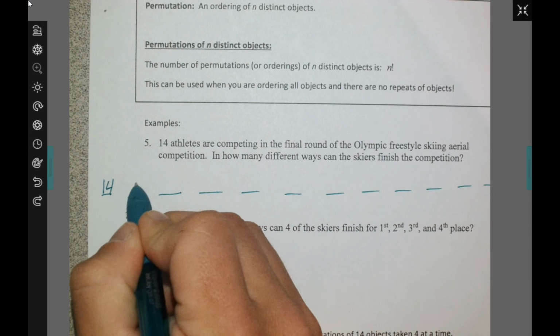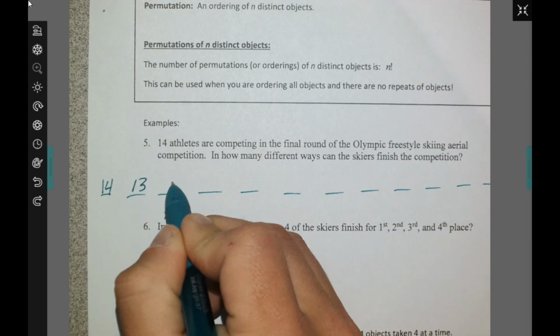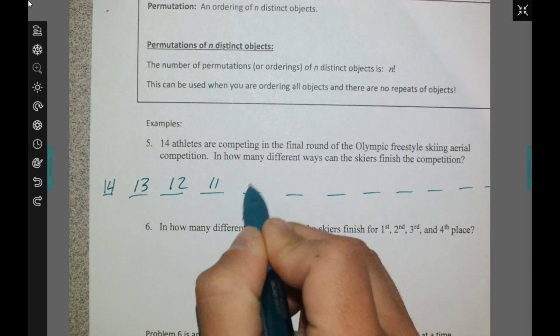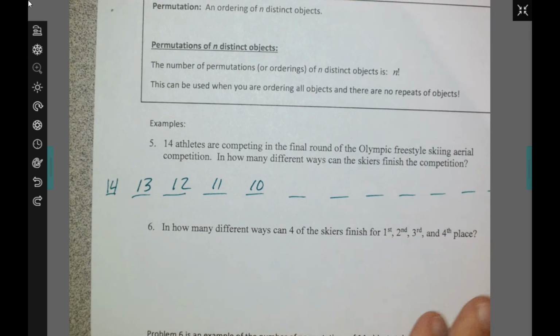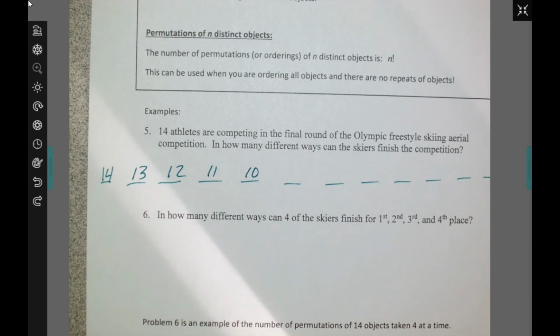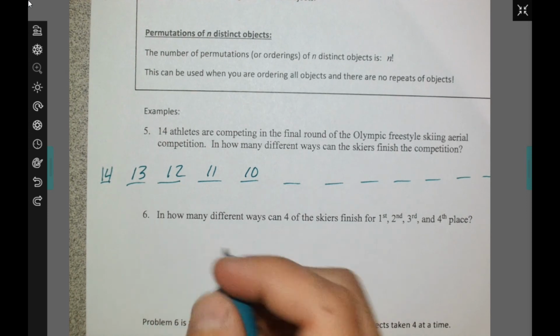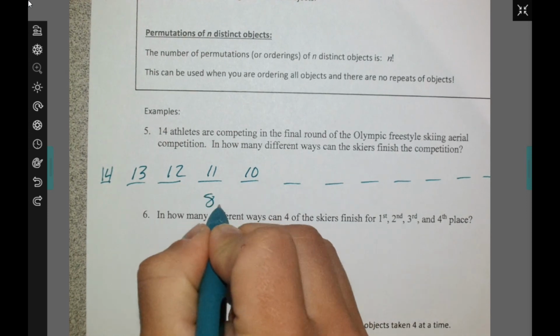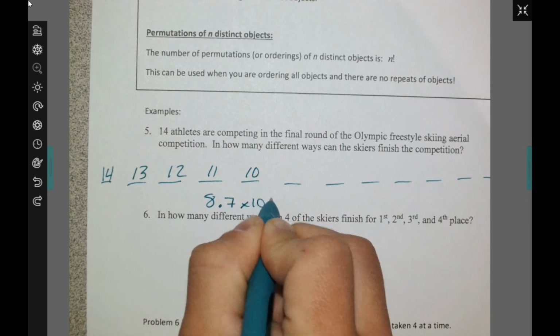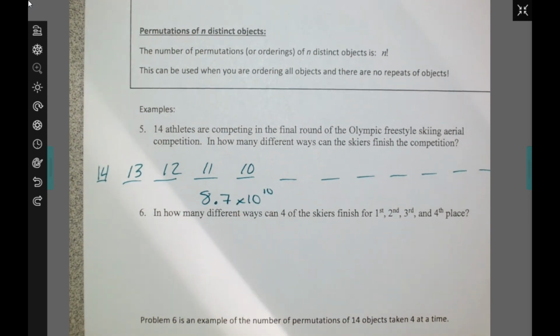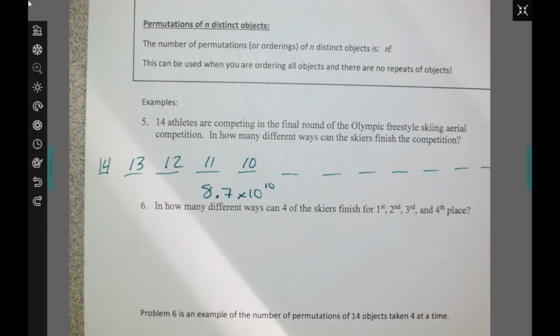So we have 14 for first. There's 13 possibilities for second, and then we keep working our way down until we get all the way to 1. And then, same deal as the fundamental counting principle, you're going to multiply them all out. So if we go ahead and multiply it all out, we're going to end up with 8.7 times 10 to the 10th different combinations we can have.